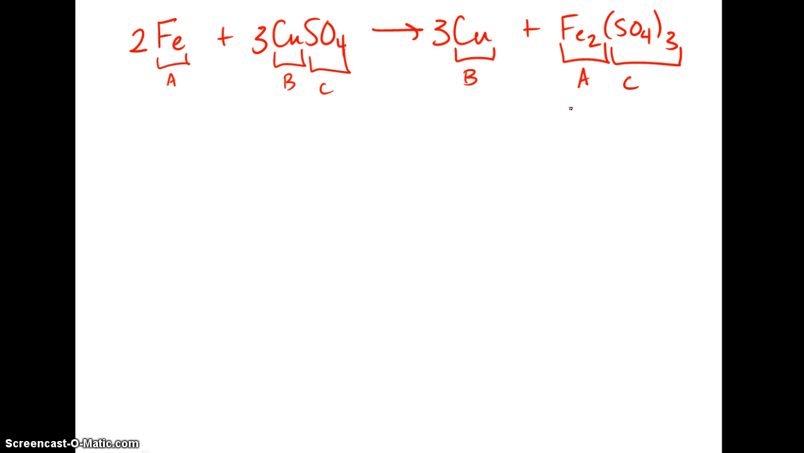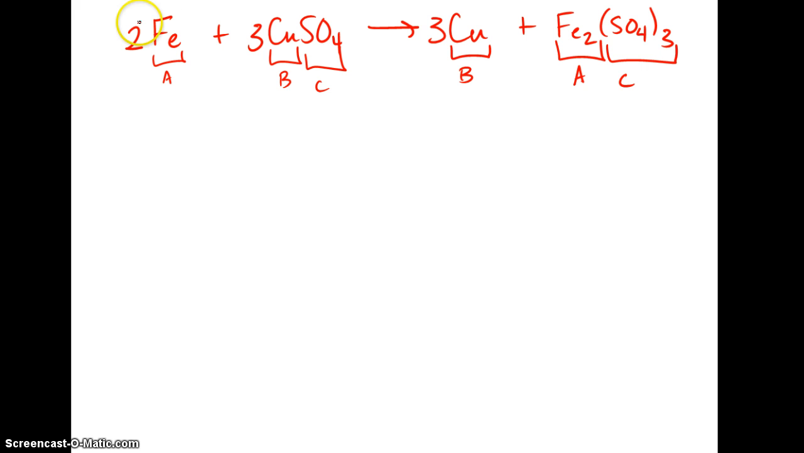So I'm going to do the same thing. Remember, if it's by itself, it has a 0 charge. So this iron is by itself. This copper is bonded together with a sulfate. I know that the copper has a +2 charge.